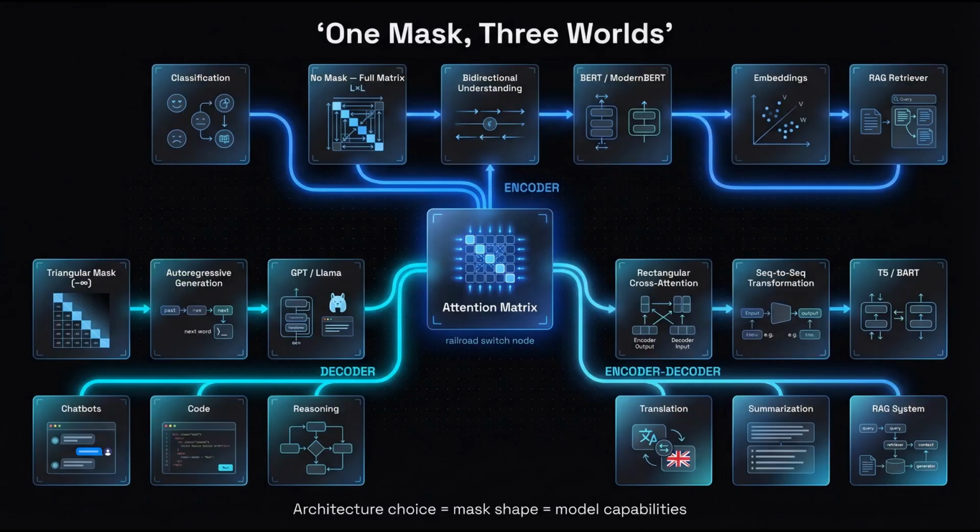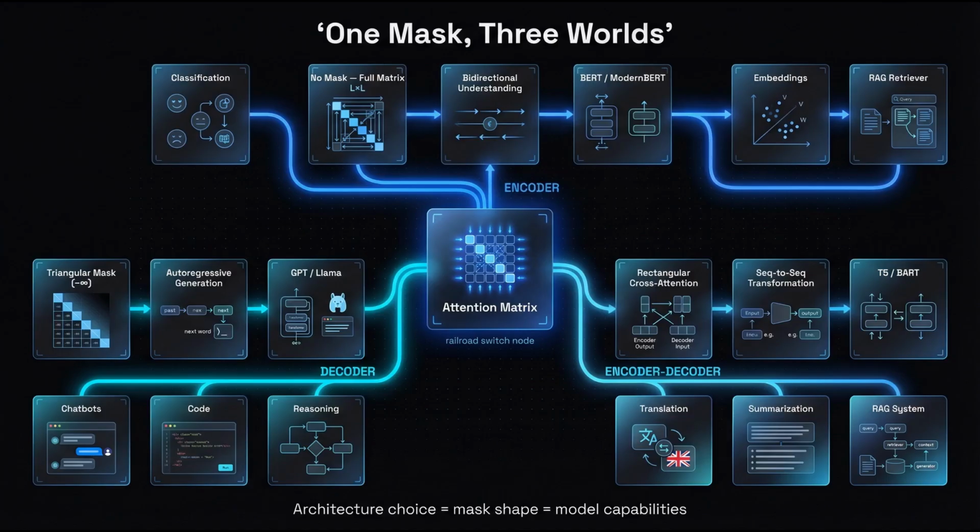The mask shape determines capabilities. Time for synthesis. 3 LLM architectures differ by one decision: the shape of the mask in the attention mechanism. No mask, encoder. Full L by L matrix. Every token sees every other. Understanding, classification, embeddings, retriever in RAG systems, BERT, ModernBERT. Triangular mask with negative infinity, decoder. Lower triangular matrix. Token sees only the past. Generation, chatbots, code, reasoning. GPT, Llama.